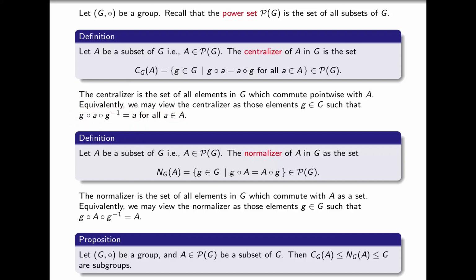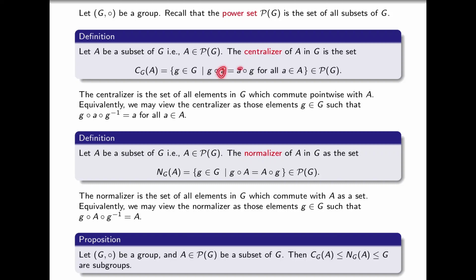Another statement that we have in terms of subsets of G is the normalizer of a set A. And the normalizer of A in G is denoted by N sub G of A. And it consists of all those elements g in G, such that g circle A is equal to A circle g. And so now, if we take g inverse on both sides of this equation, we have g circle A circle g inverse equals A. And so that's another way of viewing the normalizer. And so this is the set of all elements in G which commute with A as a set. And that's the key distinction.